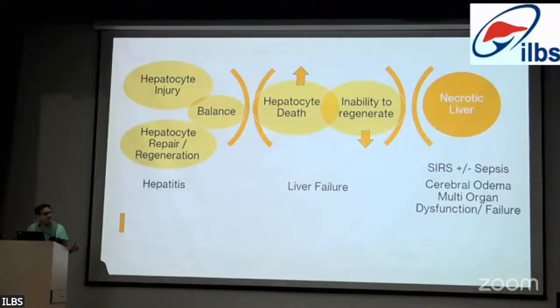So when you look at acute liver failure, when it is hepatitis, it is about hepatocyte injury and hepatocyte repair. So that's a balance there. When injury is more than regeneration, then it is failure. And when you have a necrotic liver, it actually excites SIRS, sepsis, cerebral edema, and multi-organ dysfunction and failure. But that's where the bad news comes in terms of what will happen to the patient later on.